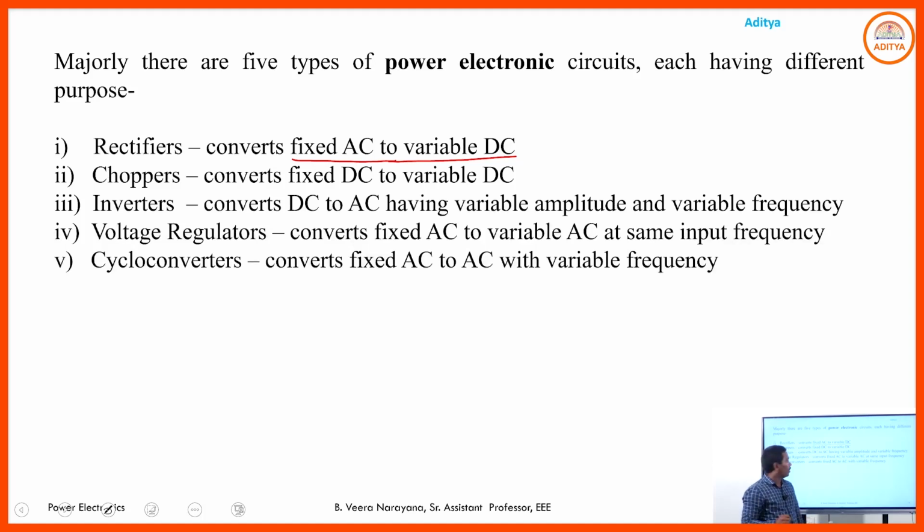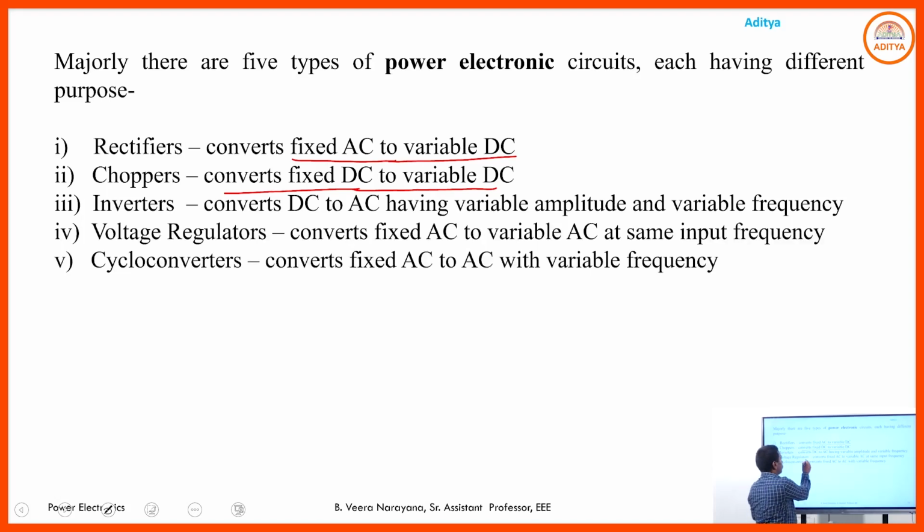And choppers, which convert fixed DC to variable DC. The choppers are going to be discussed in the fourth unit. And inverters convert DC to AC, having variable voltage and variable frequency. So if we have a DC source as the input and I want to get an AC output voltage, then we will design a power electronic circuit like an inverter, which converts DC voltage into an AC voltage at a desired voltage and desired frequency. These inverters are going to be studied in the fifth unit.